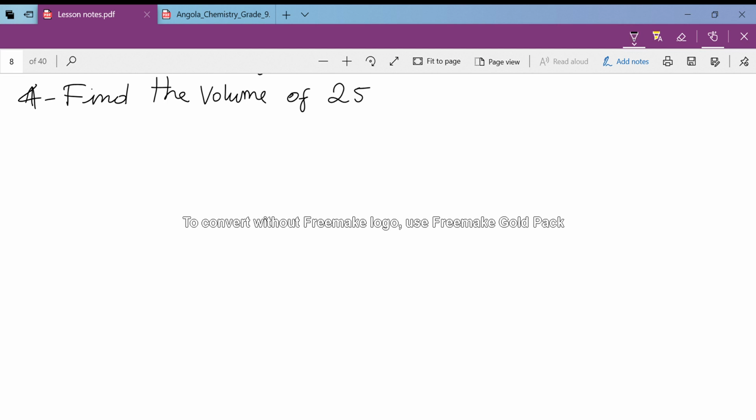2.5 moles of a gas at STP. Now, how do you find the volume?